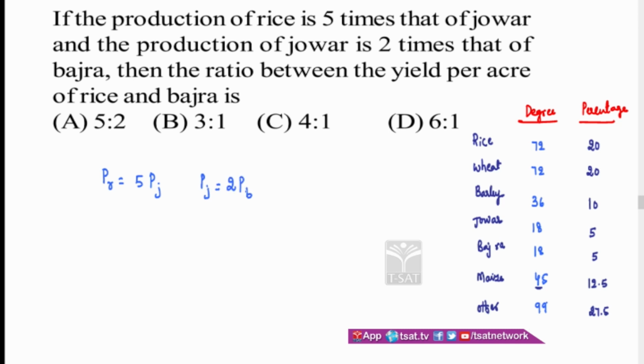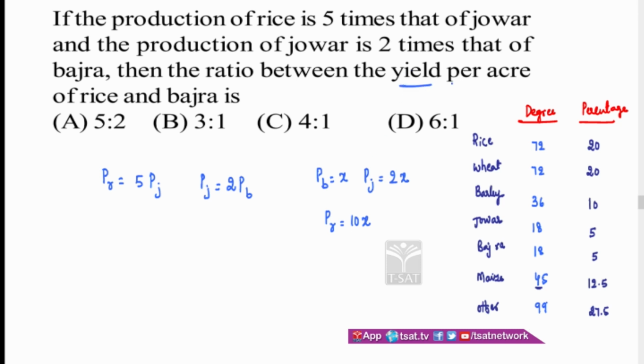Then the ratio between yield per acre. Yield means output, per acre means the place occupied. Okay. In terms of degrees, it is all about the number of acres only given, right? So here production of bajra be x. Therefore, production of jowar becomes 2x and the production of rice becomes 10x.